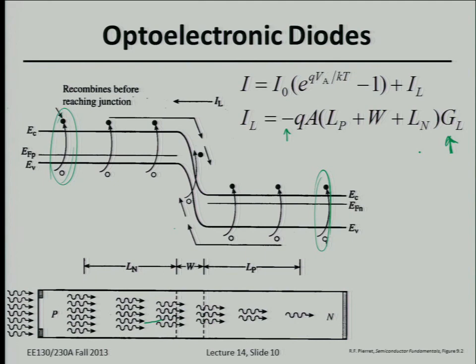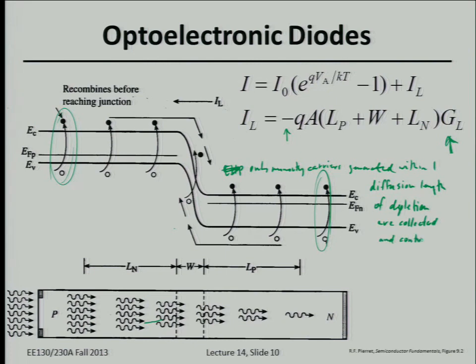Any questions on just this? What's happening on this slide? Basically, I'll call it EHP, electron hole pair. Sorry, only minority carriers generated within one diffusion length of the depletion region are collected and therefore contribute to I_L.